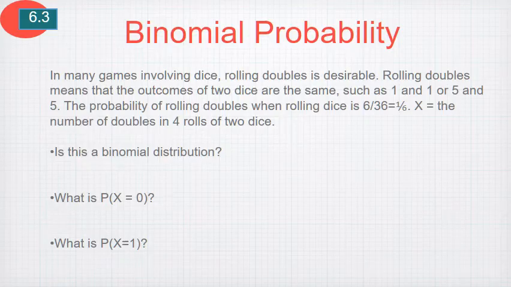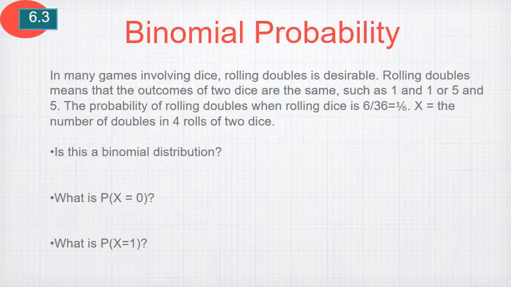Okay, let's start with an example. In many games involving dice, rolling doubles is desirable. Rolling doubles means that the outcomes of 2 dice are the same, such as 1 and 1 or 5 and 5. The probability of rolling doubles when rolling dice is 6 out of 36, or 1/6. So we're going to set X to equal the number of doubles in 4 rolls of 2 dice.